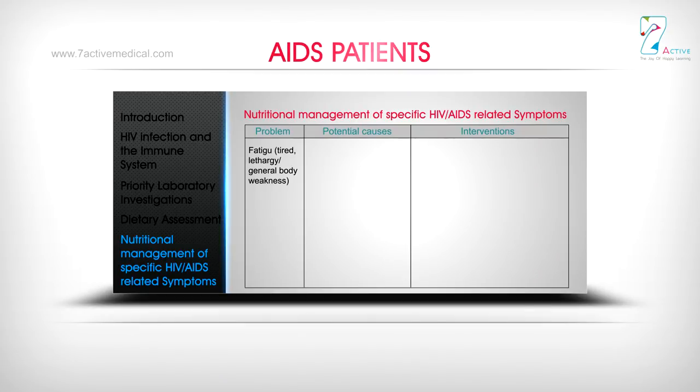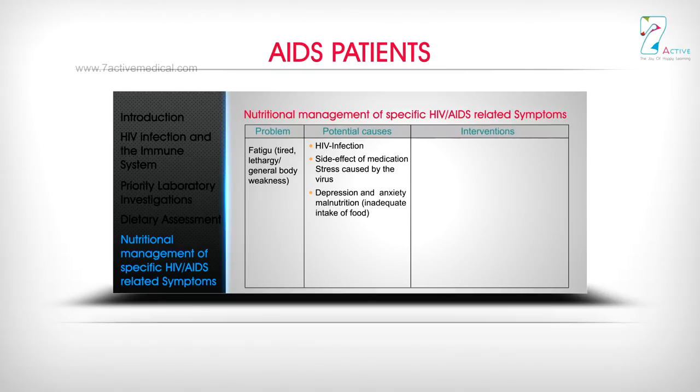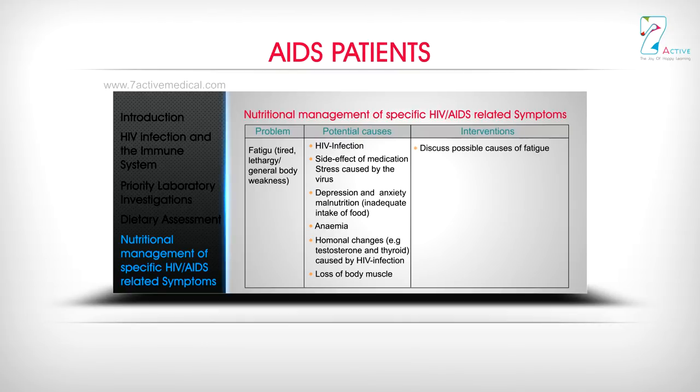Fatigue. Tired, lethargy or general body weakness. HIV infection. Side effect of medication. Stress caused by the virus. Depression and anxiety. Malnutrition. Inadequate intake of food. Anemia. Hormonal changes, example, testosterone and thyroid caused by HIV infection. Loss of body muscle. Discuss possible causes of fatigue.